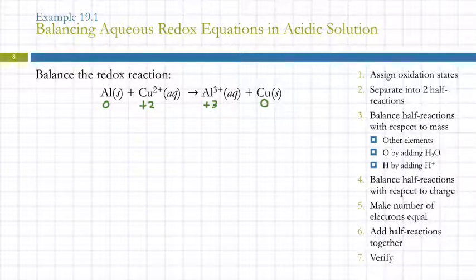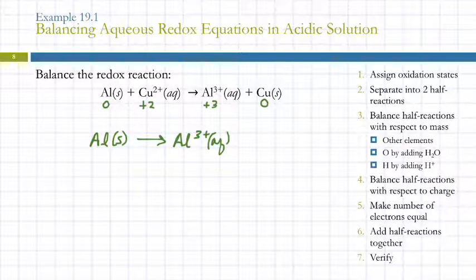So I tend to like to do the first one first. So I've got aluminum, solid, going to aluminum 3+, aqueous. So that's one half reaction. And then I've got copper 2+, aqueous, going to solid copper, and that's another half reaction. So I separated them. Now I need to balance them with respect to mass.